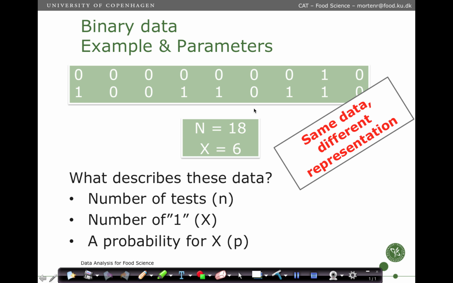This is the same data as before, just in a different representation, where we say there are in total 18 trials, and 6 of them are 1, and the rest are 0. So these data are described entirely by the number of tests n, how many of the tests are 1, which we call x, and a probability of x, which we call p.